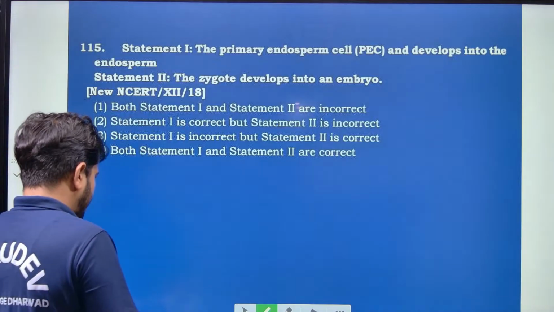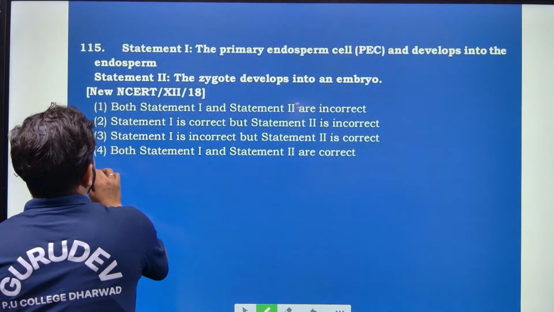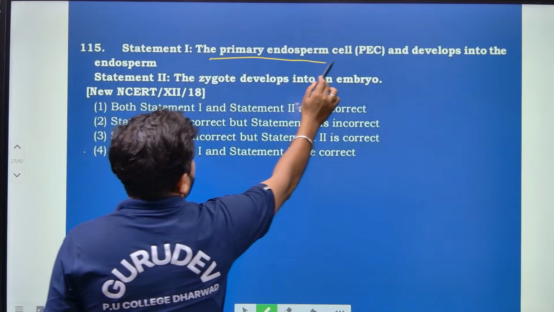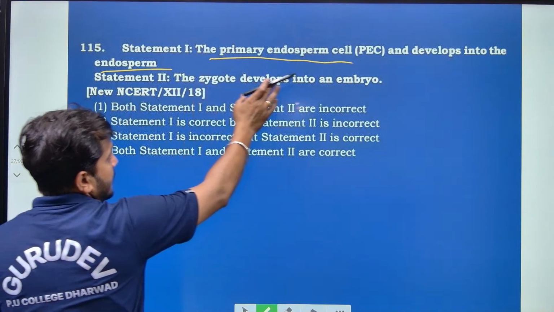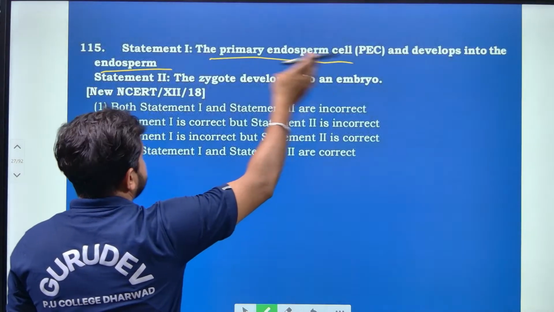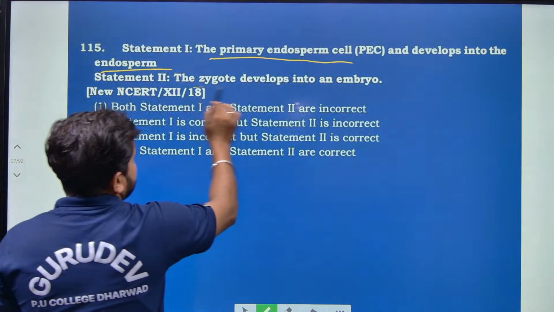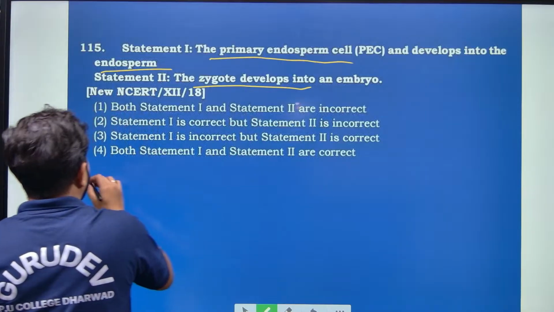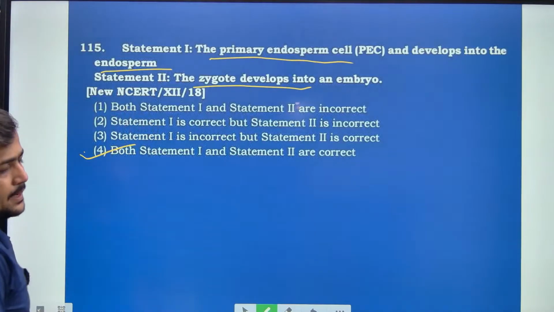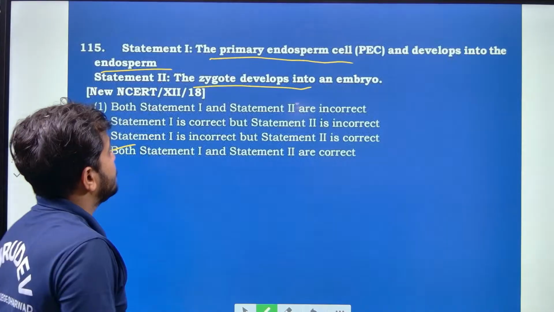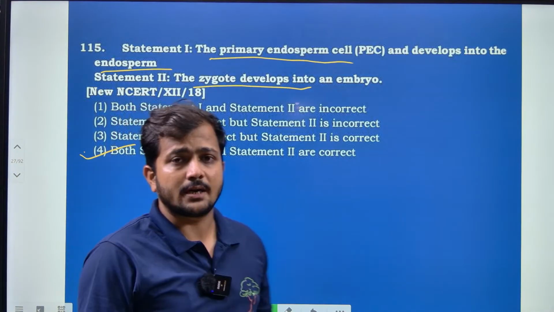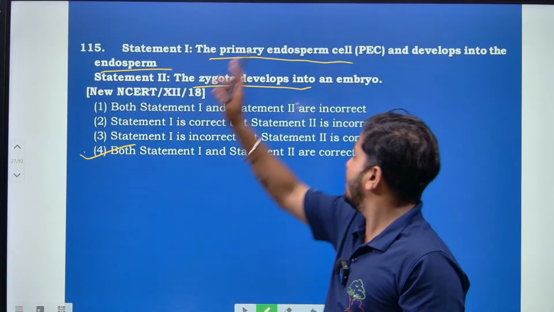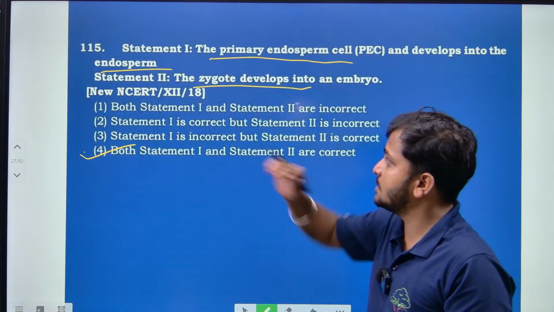Then the statement says: the primary endosperm cell develops into the endosperm, and the zygote develops into the embryo. Here both statements are correct, right? As we know, the primary endosperm cell is a result of triple fusion, which develops into the endosperm here.